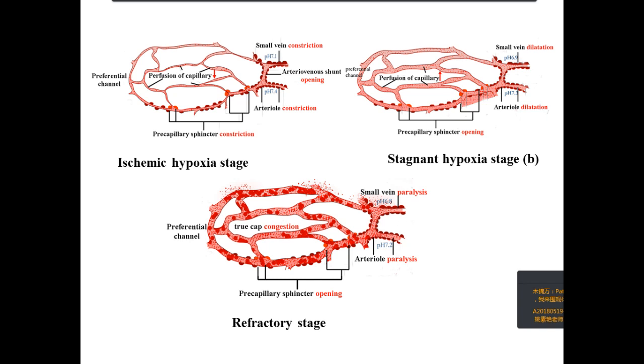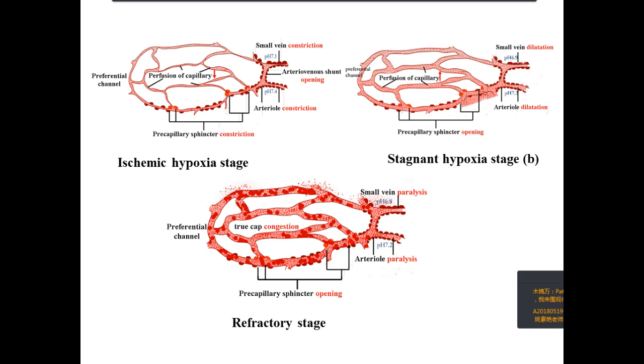Inflow is more than outflow. Hypercongestion. Now, why hypercongestion? The pathogenesis of alteration of microcirculation includes, first, acidosis, which leads to decreased reactivity of smooth muscle cells to catecholamine, so vasodilation.